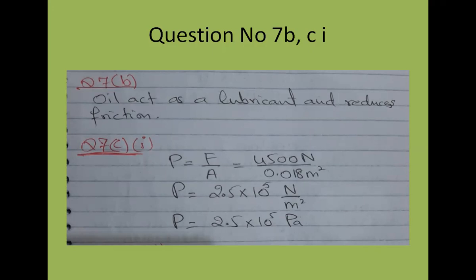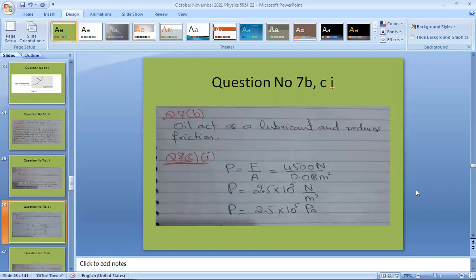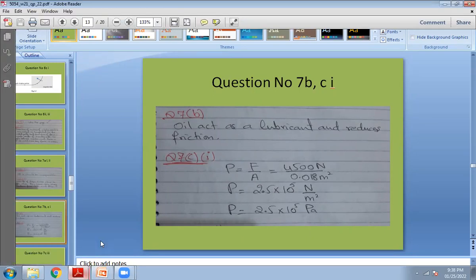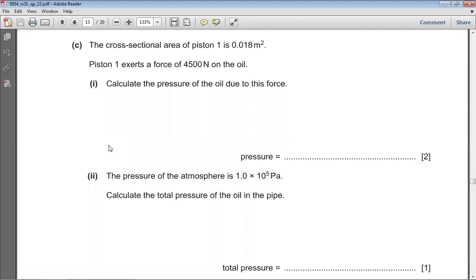Newton per meter squared is also called Pascal. So the pressure will be 2.5 × 10^5 Pascal. So that was question number 7C, first part. This was a numerical. I hope you understand, a very simple and straightforward numerical. It was of 2 marks.